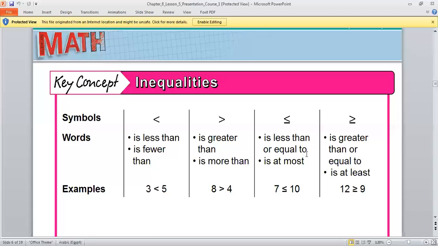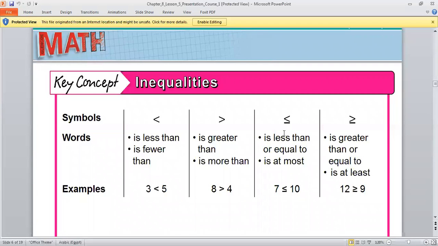Look with me at the third one. Can you see it? It looks like the first one, but we have a small dash under it. So I have less than or equal. They look like each other. This one is read as less than or equal, or at most. At most means this sign.